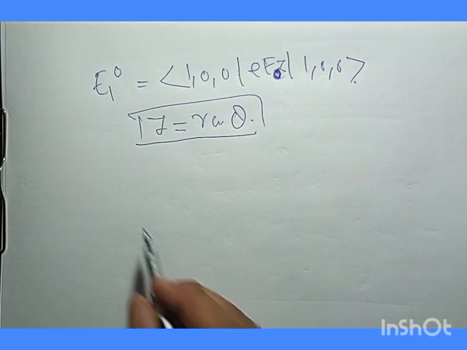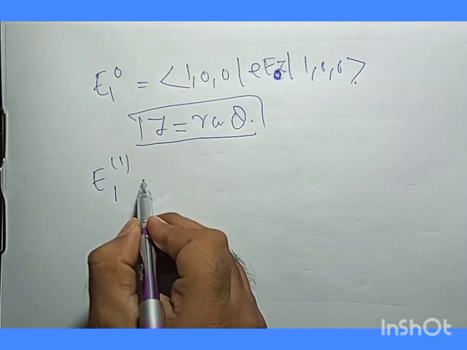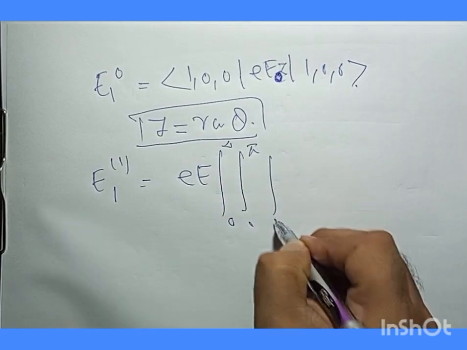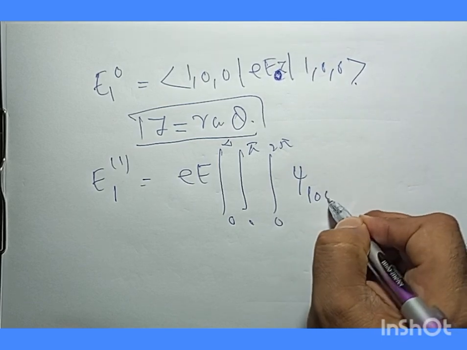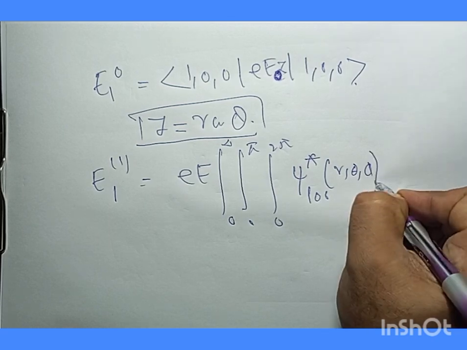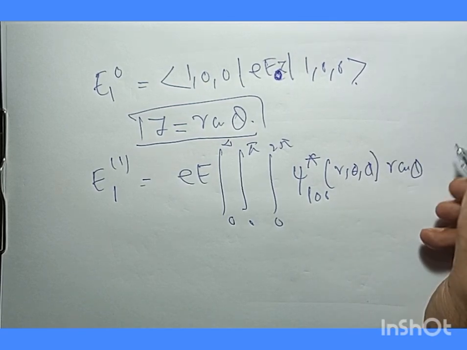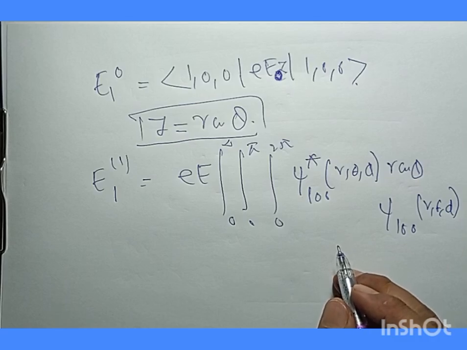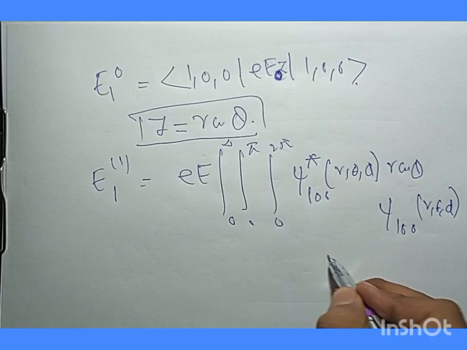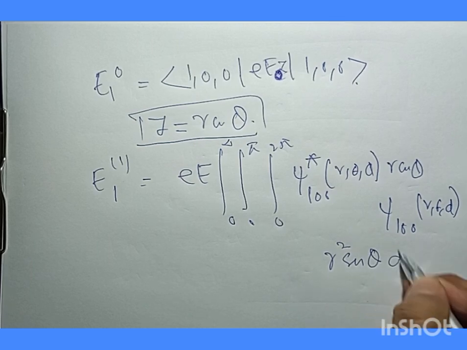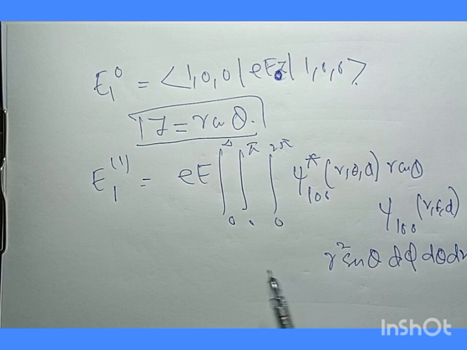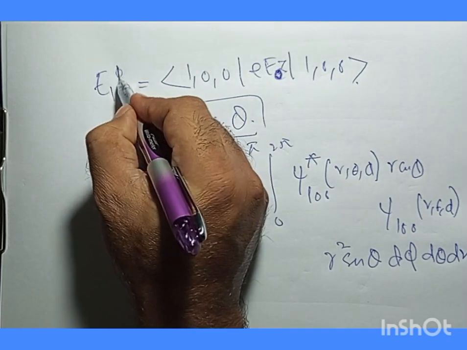We can write this matrix element as E1, where e and E are both constants and come out of the integral, with integrals from 0 to infinity, 0 to pi, and 0 to 2 pi, of psi 1 0 0 star of r, theta, and phi, then r cos theta, then psi 1 0 0 of r, theta, and phi, times r squared sine theta d phi d theta dr. This is our first order correction.